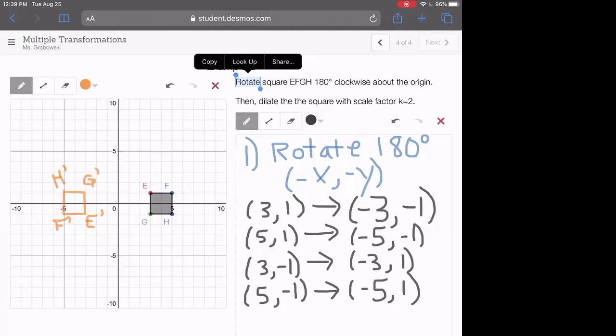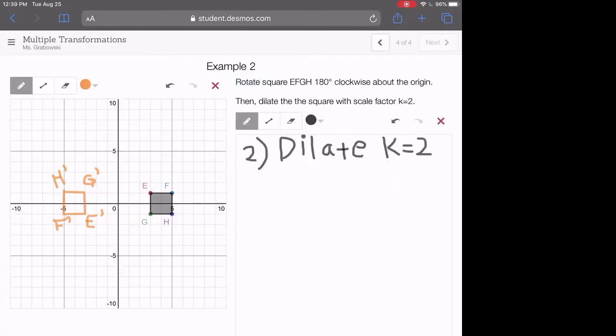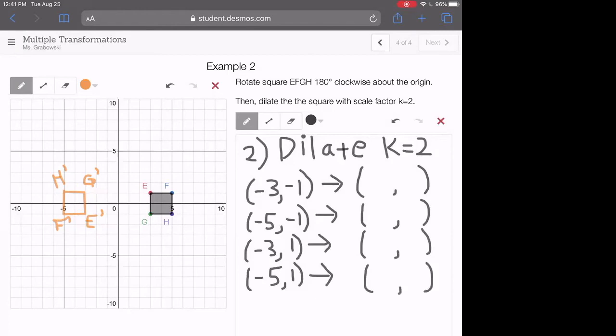And so the second thing that we're going to do is we are going to dilate the square with the scale factor k equals 2. So now I'm going to use the points for our second image, E prime, F prime, G prime, H prime, and I'm going to write those, and that's how we're going to dilate. Okay, so now that I have the points written out, since k equals 2, I'm going to multiply each point by 2.